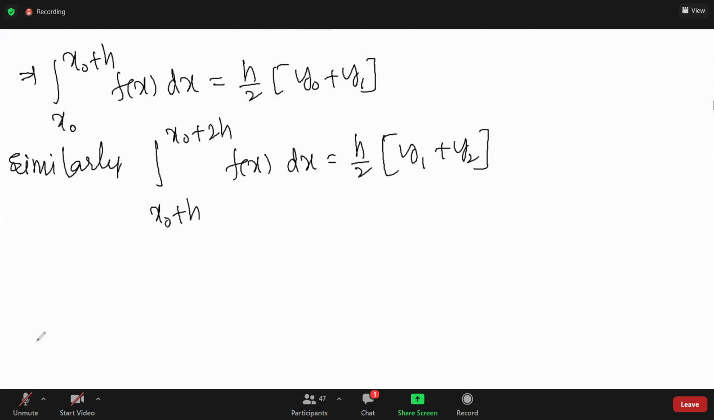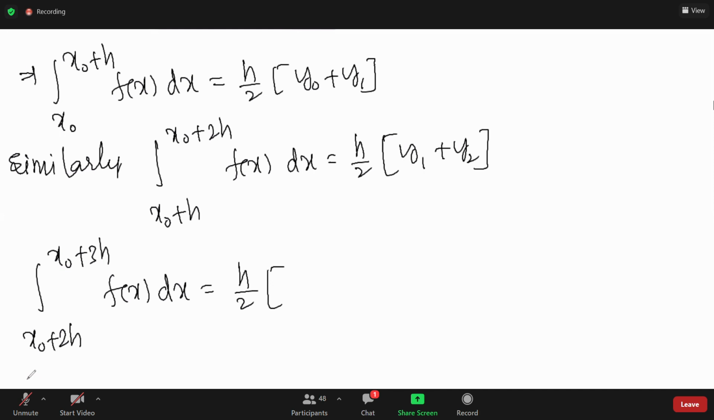Next, integration from x0 plus 2h to x0 plus 3h of f of x dx is equal to, what is the result? h by 2 into, now tell me, here x0 plus 2h is nothing but x2. So for x0 we get y0 plus y1. For x1 we get y1 plus y2. For x2 we get y2 plus y3.